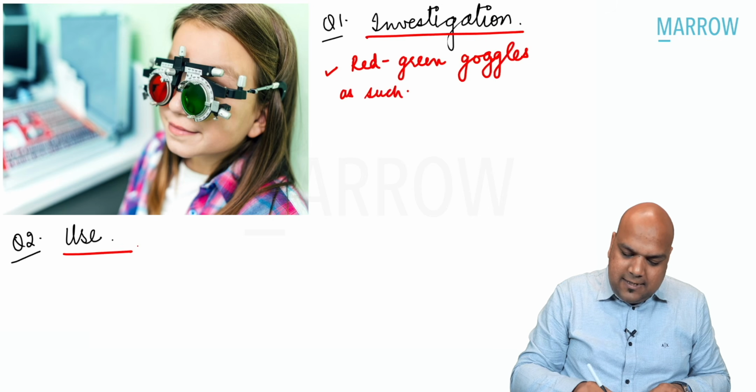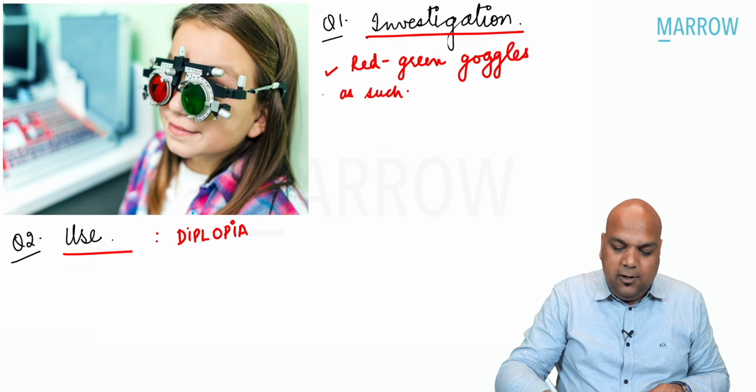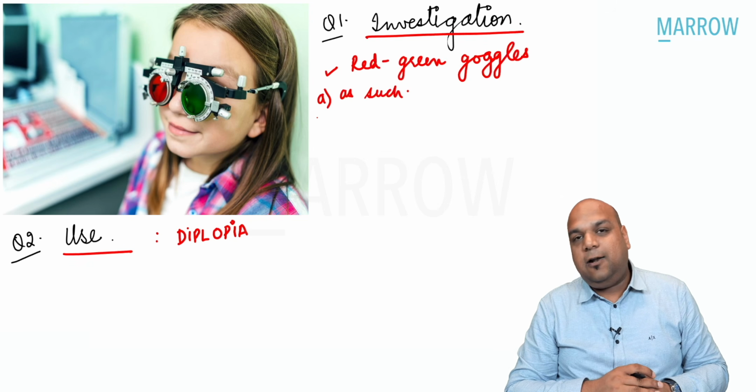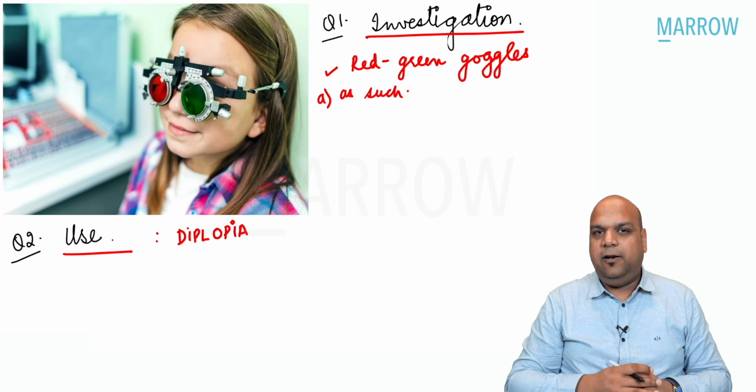When they are used as such, what is their use? To examine diplopia. Am I clear? Red-green goggles used as such are for diplopia. Am I clear? But what is the other use of red-green goggles?